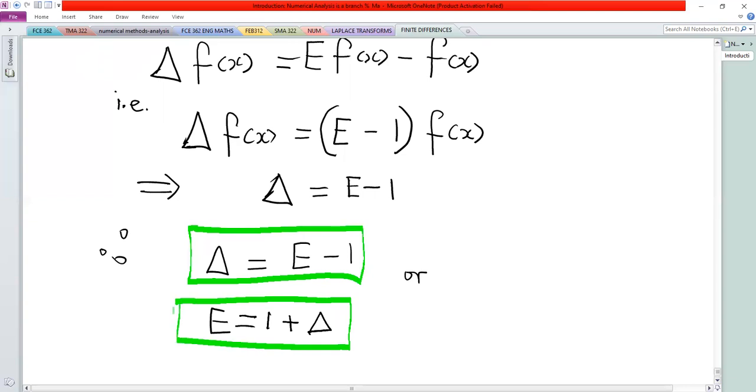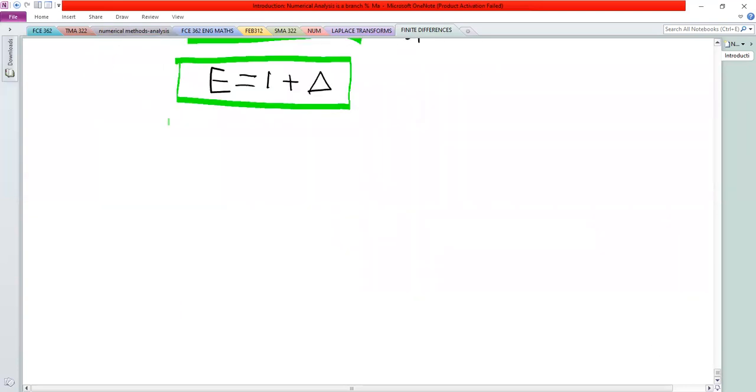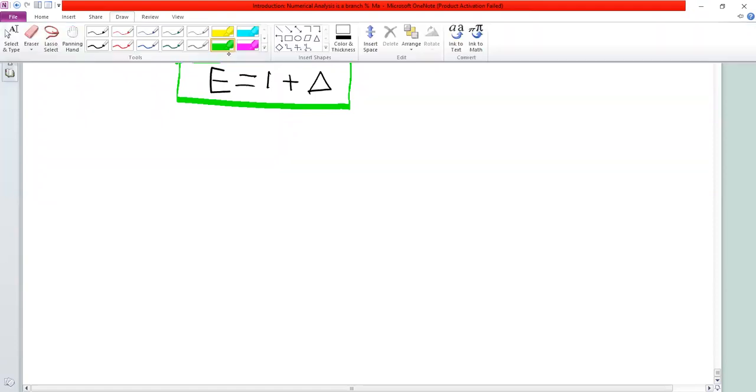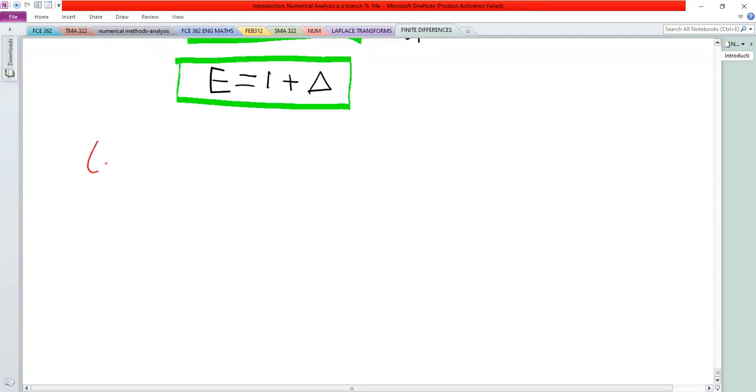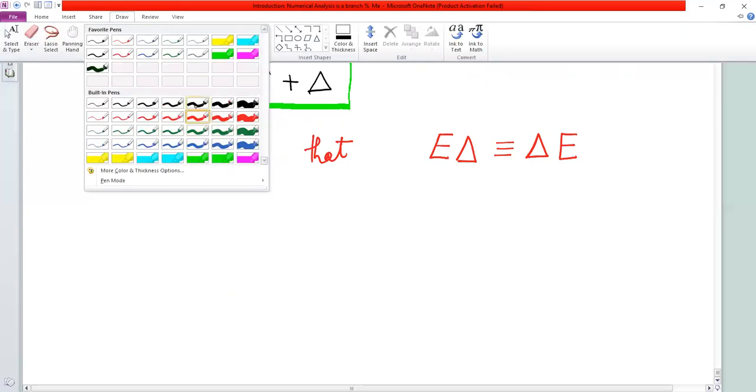And then let's prove some results here. So question, show that if you take the shift operator and multiply by the forward operator, it is equivalent to taking the forward operator multiplied by the shift operator. Now proof.